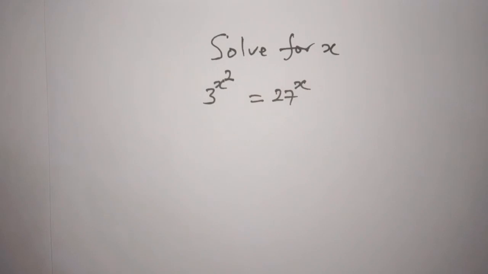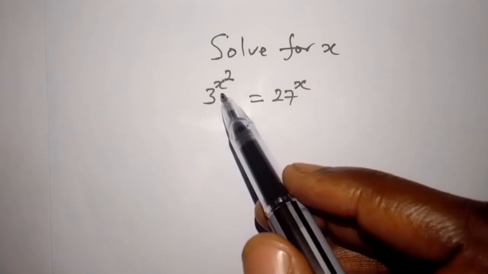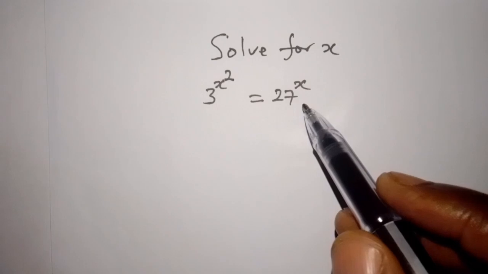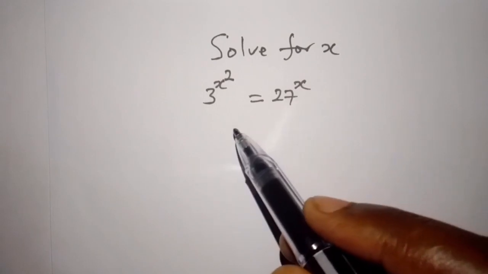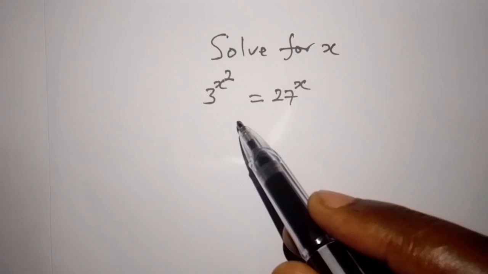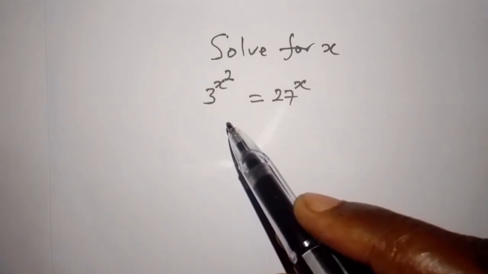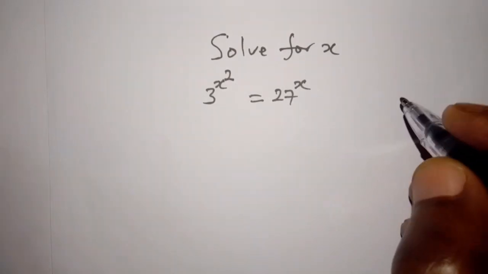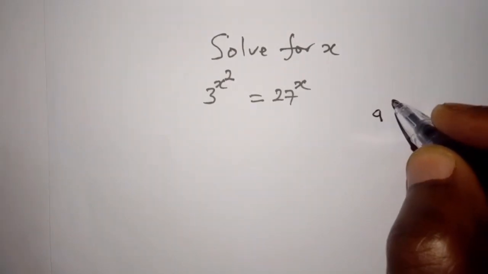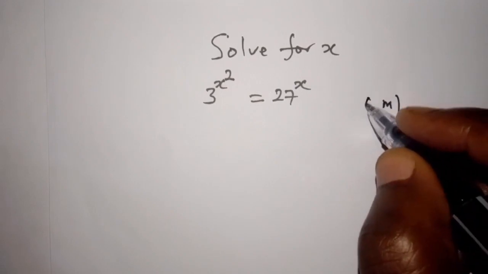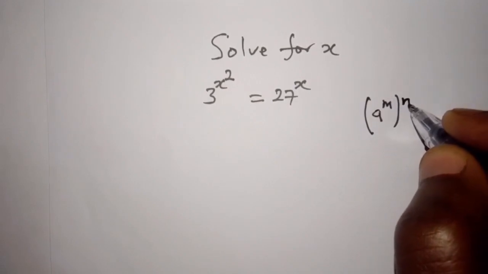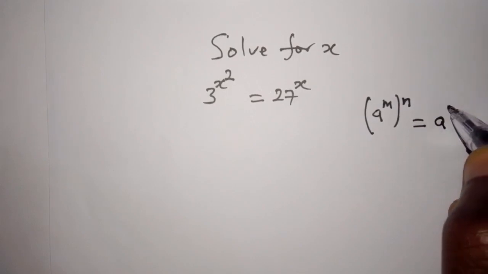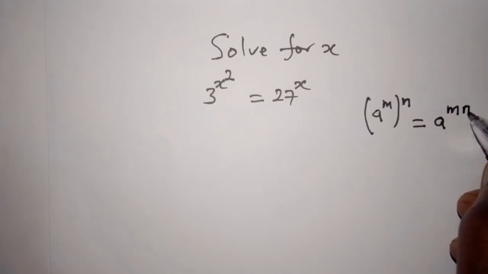Solve for x. 3^(x²) is equal to 27^x. First of all, we can make this expression have a common base of 3 on both sides. Then we apply the rule (a^m)^n is equal to a^(m×n).